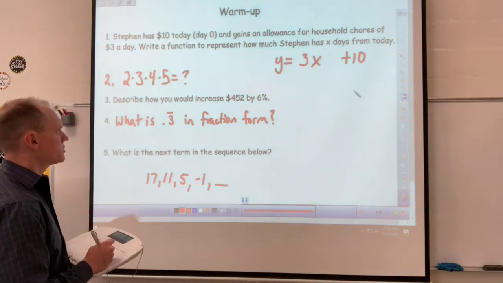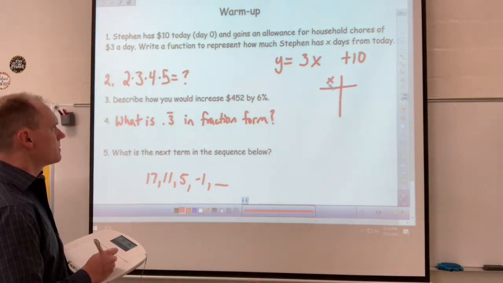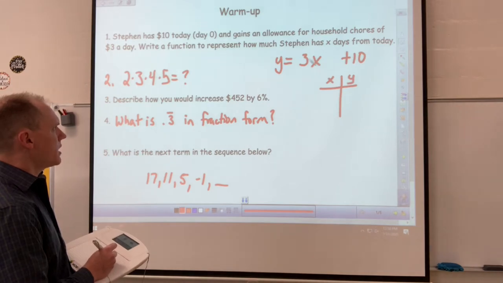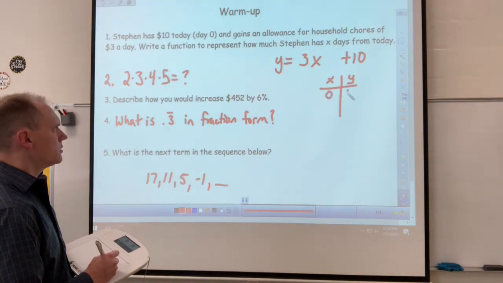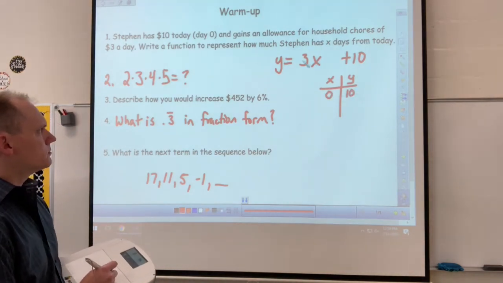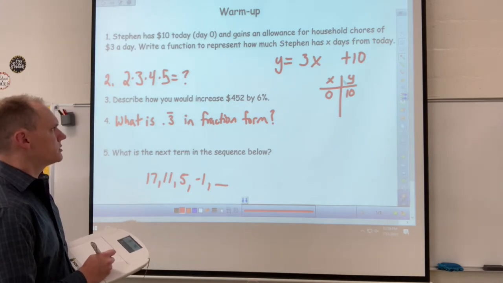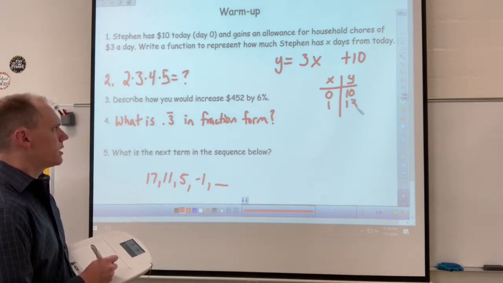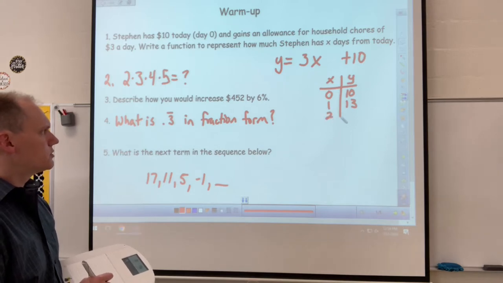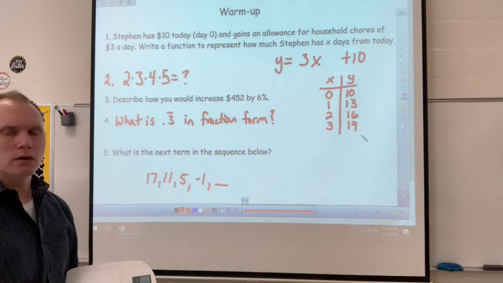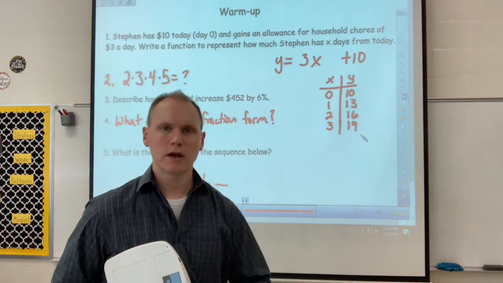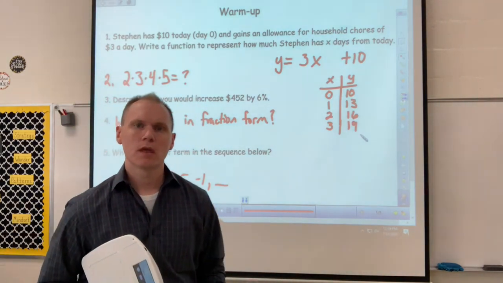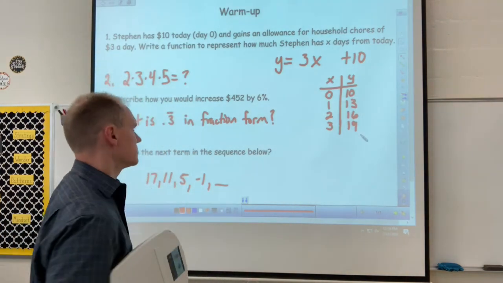Let's just try this to make sure. If we input 0 for x, 3 times 0 is 0, plus 10 is 10. So put in 0, you get out 10. If you put in 1, 3 times 1 is 3, plus 10 is 13. So after one day, we have $13. If we put 2 in, we would get 16. 3 in, we would get 19, and so on and so forth. So this follows the pattern, that recursive idea of adding $3 every day, and that confirms that our equation is correct.